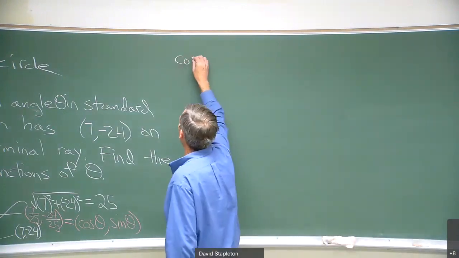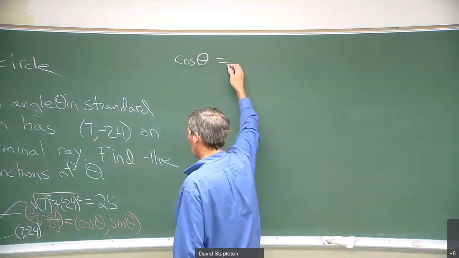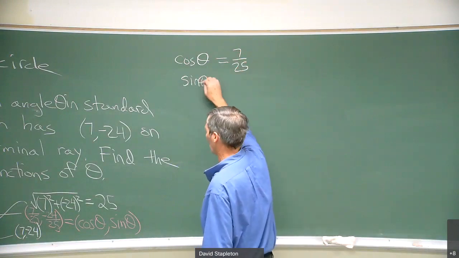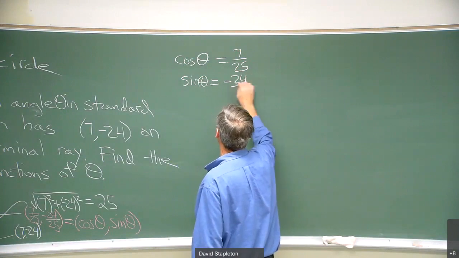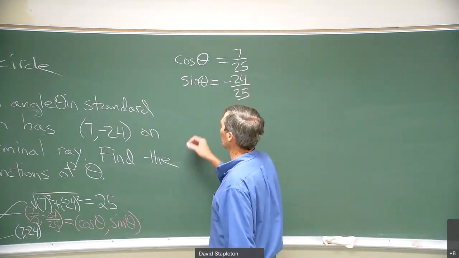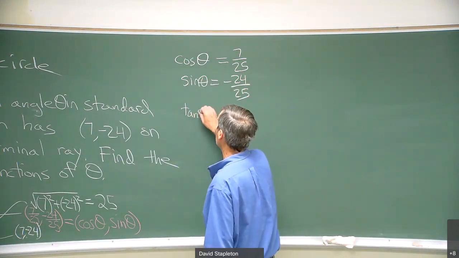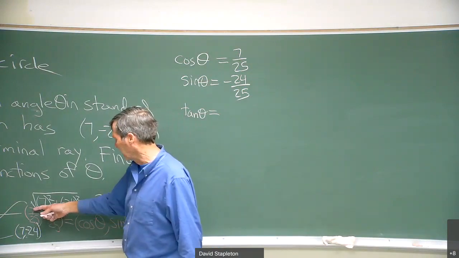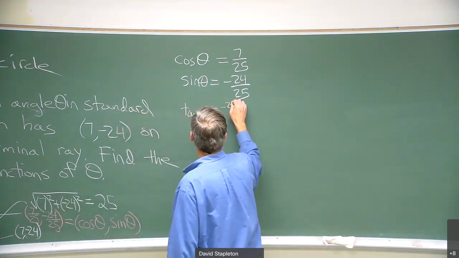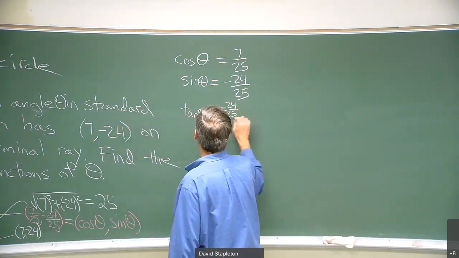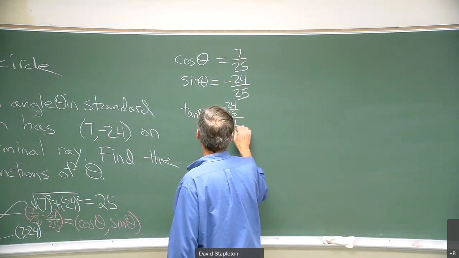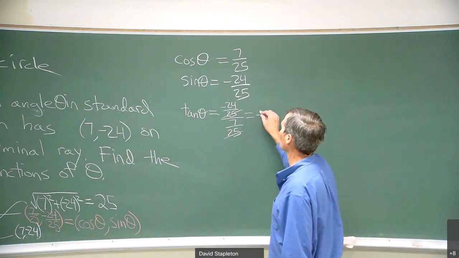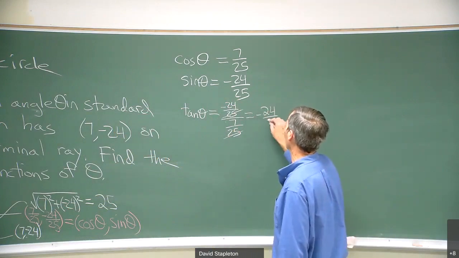That the cosine of this angle, whatever it is, 7 over 25, and the sine of this angle, the y coordinate, is minus 24 over 25. Now the others come immediately because tangent of theta is y over x, so we can take minus 24 25ths over 7 25ths. And the 25s cancel since they're both denominators. We say, oh, it's minus 24 over 7.